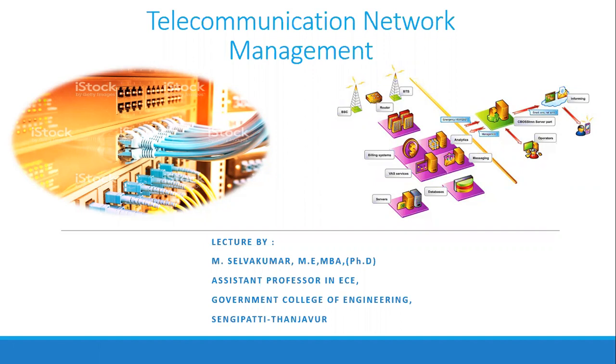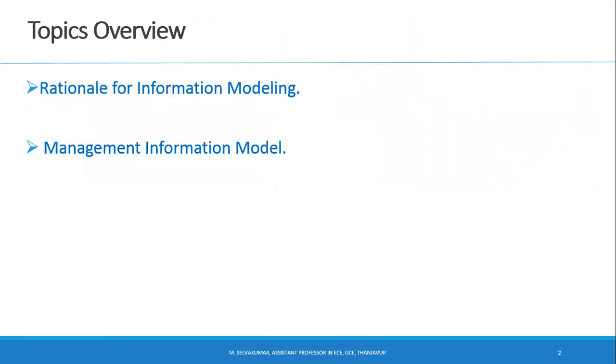So in the third unit, we are going to discuss the topics of information modeling and the management information models. The topics in this subject are the rationale for information modeling and the management information model. The rationale for information modeling is that several approaches are used to define the object classes and other things of the managed objects in the managing systems.